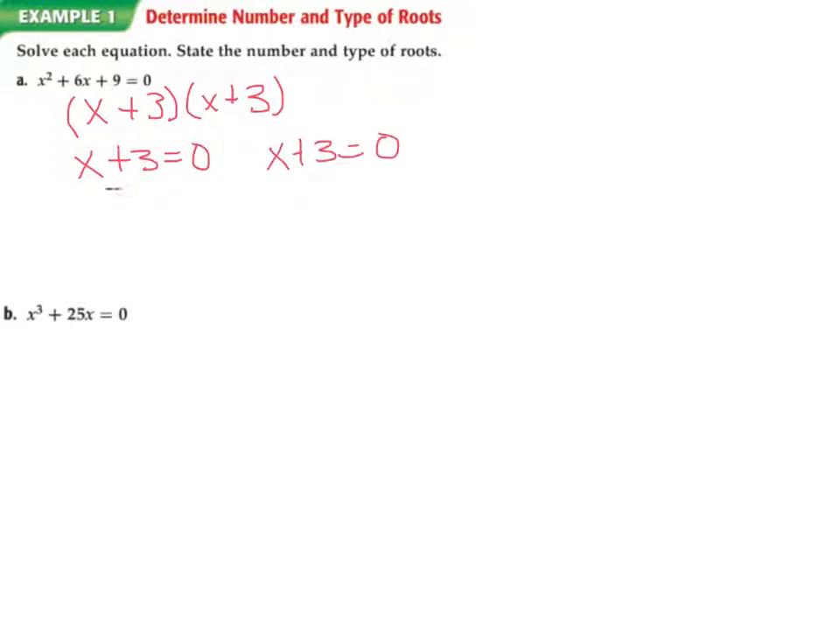If we solve for x in both of these cases, we're going to end up with x equals negative 3, and since the second equation is the same as the first, we'll also end up with x equals negative 3. So, since we got x equals negative 3, that means it's going to be a repeated root, and so there's only going to be one real root in this case.